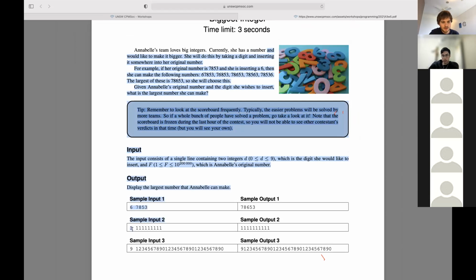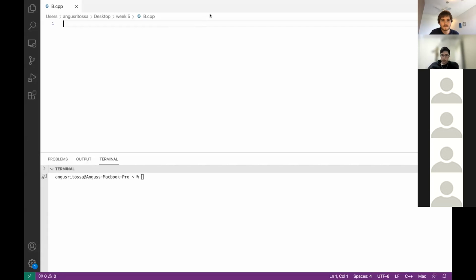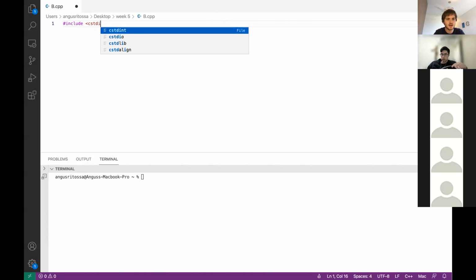And also, a problem like this shouldn't take too long to code. So I'm just going to share my screen and quickly code this one up. Here we go. I'm going to use C++, but if you use another language, that's good too. We're going to use C standard IO, and we're going to use C strings, so that's just an array of chars.